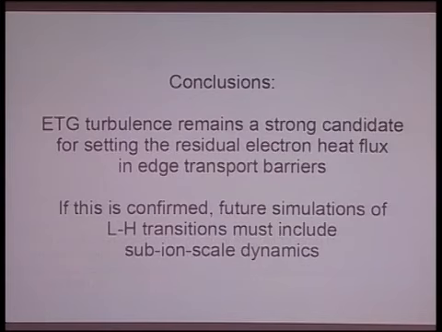So these are the two main conclusions. ETG turbulence remains a strong candidate to explain this residual electron heat transport in barriers. And if this is really confirmed, then of course future simulations of LH transitions doing the full transition must include sub-ion scale dynamics, which is something people have been speculating about anyways for a long time, also for core transport barriers. So if you want to do the whole barrier formation, you would have to include these scales. And this of course makes it a very tricky thing because you have to include long wavelengths, the ion scales and sub-ion scales all in one simulation. But that seems to be the reality we have to face.